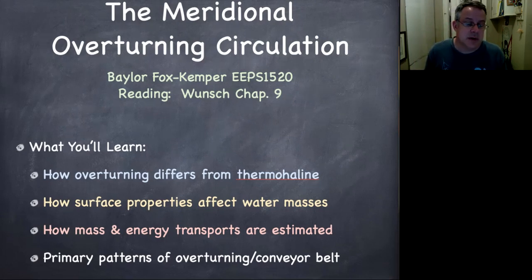We'll talk about how the surface properties of this flow affect water masses, and we'll talk about how mass and energy transports are estimated, and finally we'll talk about the primary patterns of overturning. And this is sometimes called the conveyor belt, which is also not a very good name.